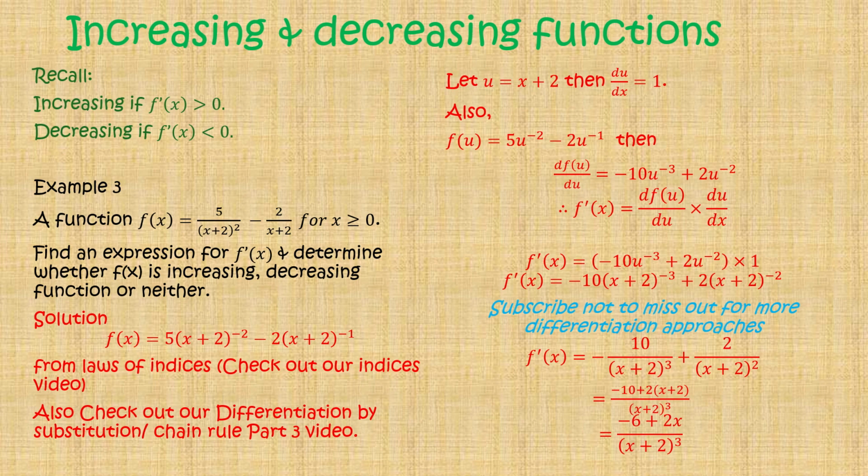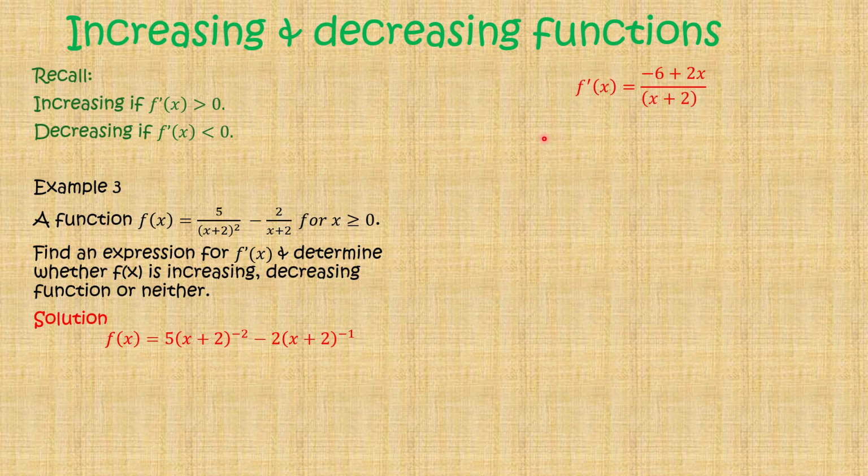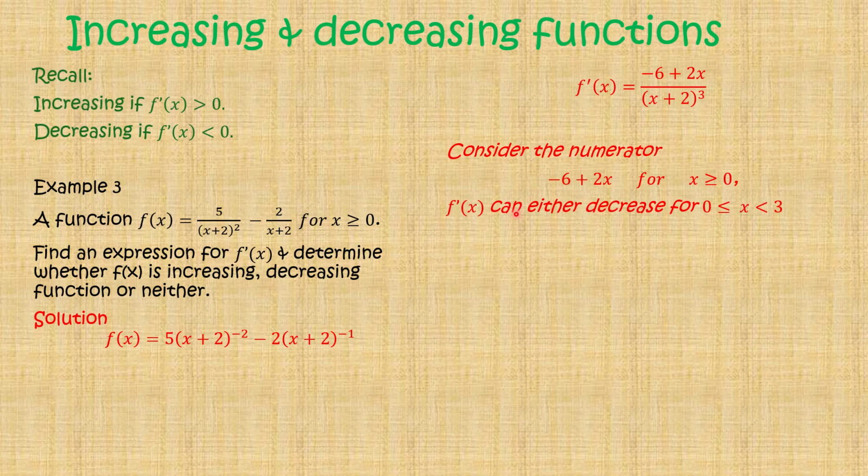Great then. If we have our f prime of x, what we move on to do is consider the numerator, because whatever happens here, we can always get certain values. Considering just the numerator, of course, we can consider the denominator as well, we have minus 6 plus 2x for x greater than or equal to 0. That would imply that f prime of x can either be decreasing, that is for x starting from 0 to less than 3.